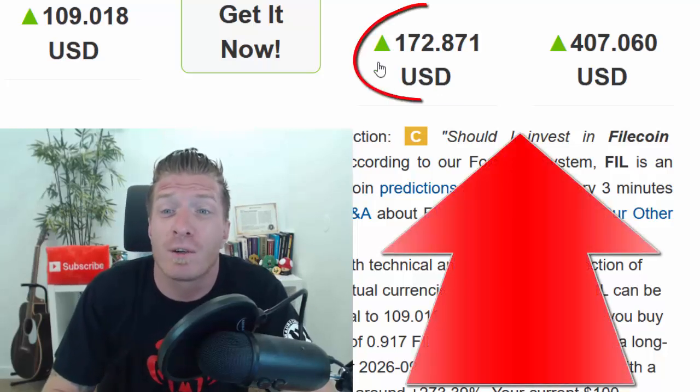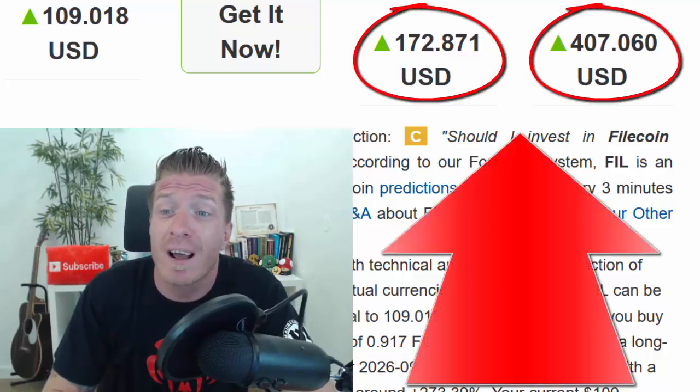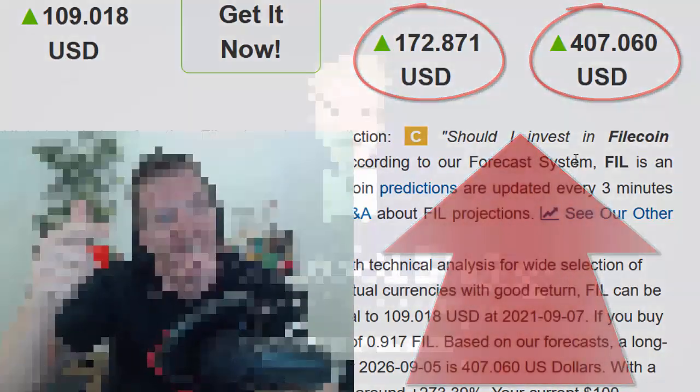Filecoin price prediction, will it reach $172, maybe even $407 in 2021? Let's see.